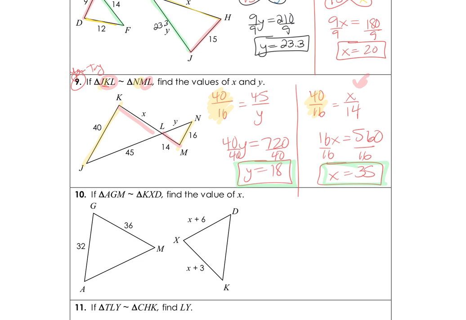Then I found the third side, which was my J to L, 45, and I matched that up with N to L, Y. That's right here. And I solved both proportions by cross multiplication.